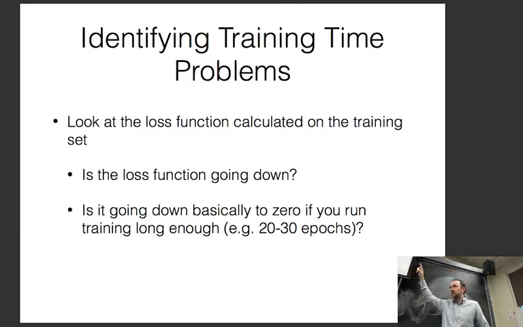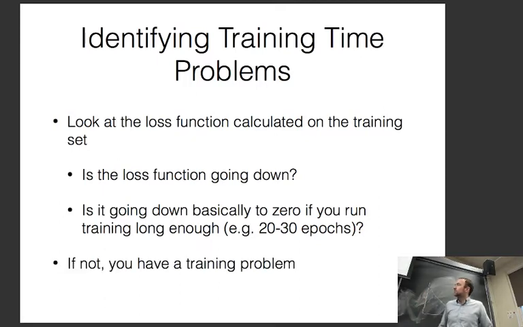If you're using a different optimizer, like a more sophisticated optimizer, 20 to 30 is usually more than you need. But I can talk about that later. So if not, you have a training problem.